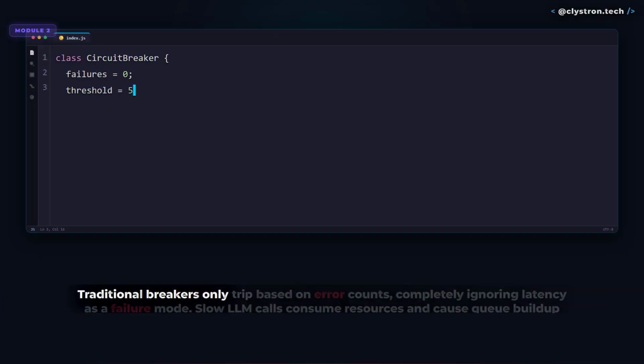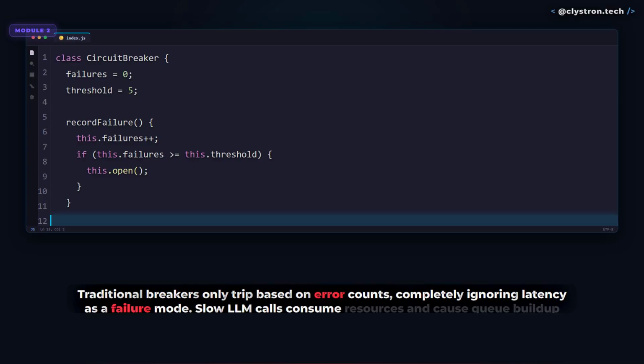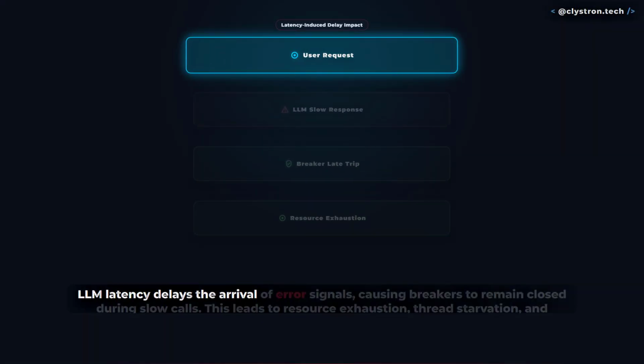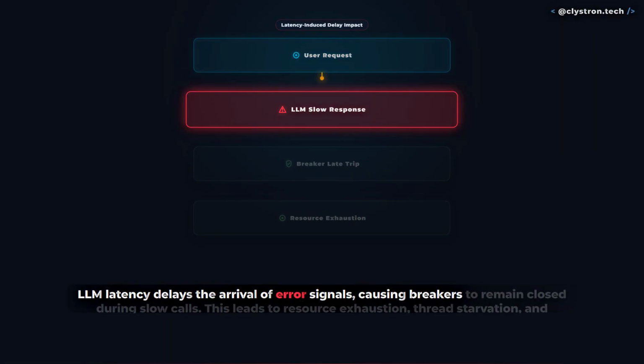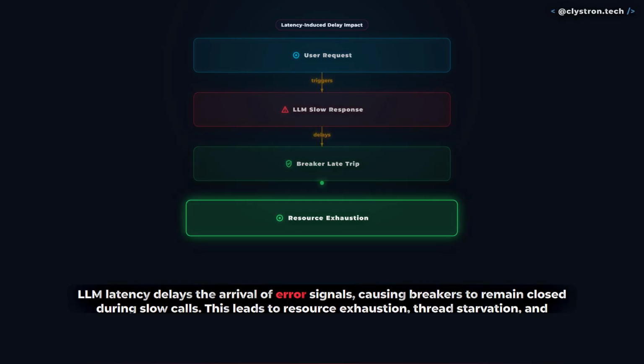Traditional breakers only trip based on error counts, completely ignoring latency as a failure mode. Slow LLM calls consume resources and cause queue buildup before breakers activate, severely degrading overall service availability. LLM latency delays the arrival of error signals, causing breakers to remain closed during slow calls. This leads to resource exhaustion, thread starvation, and cascading failures downstream in the system architecture.